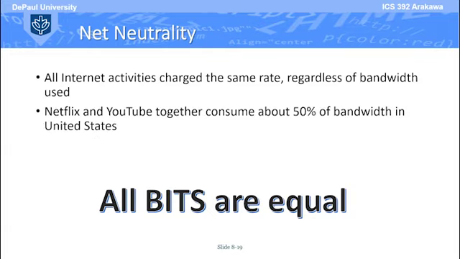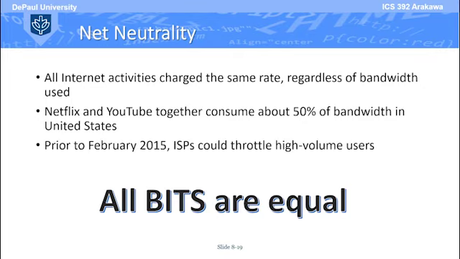Netflix and YouTube consume about 50% of the bandwidth in the United States. And prior to February 2015, ISPs, Internet Service Providers, could throttle or control the bandwidth for high volume users. So if you were watching a lot of Netflix, for example, and downloading a lot of videos through streaming, they could throttle or cut back your bandwidth so it would go slower.